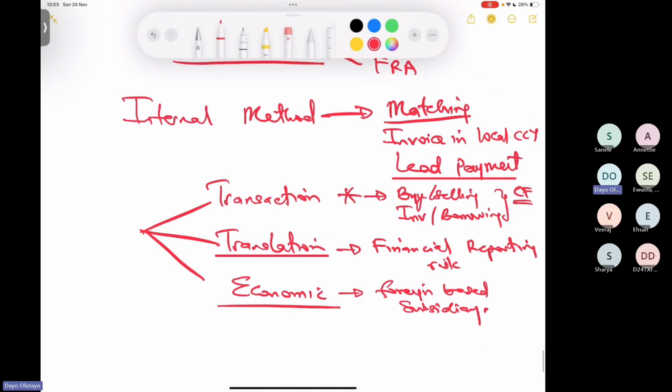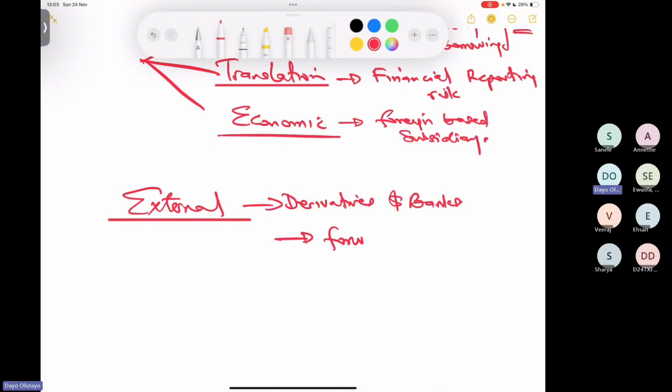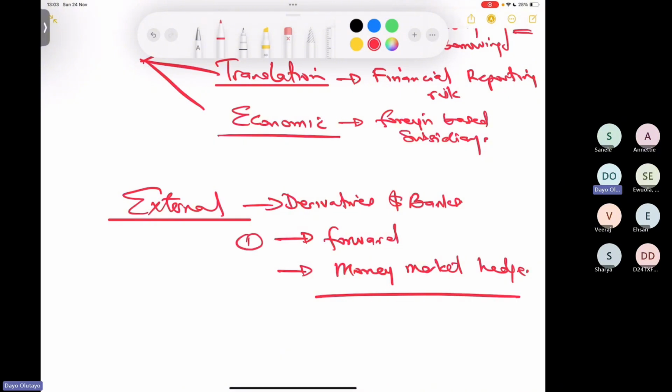Now, we've talked about internal method. External method is where we'll do some calculation, and this is where I'm going to start from when we come back from break. External method, usually you use derivatives with the banks. Here we'll be looking at things like forward transactions. We'll look at money market hedge as well. So these are the two methods you use when you are using external method, where you are using the service of a bank. And that's why it's called external.